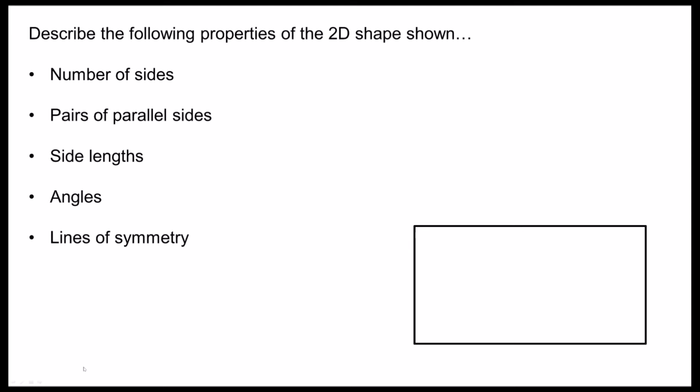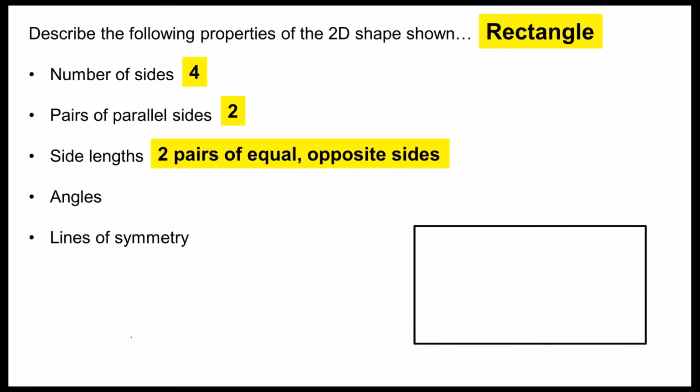In our example, we're given a rectangle. We know that a rectangle has 4 sides. In total, our rectangle has 2 pairs of parallel sides. One of them is here, and the other is here and here. When we think about the side lengths, we can say that there are 2 pairs of equal opposite sides. Again, one pair is here, the other pair is here.